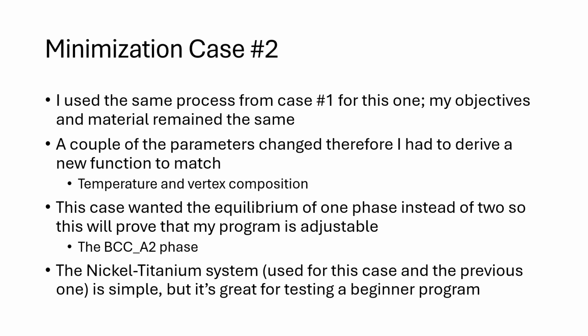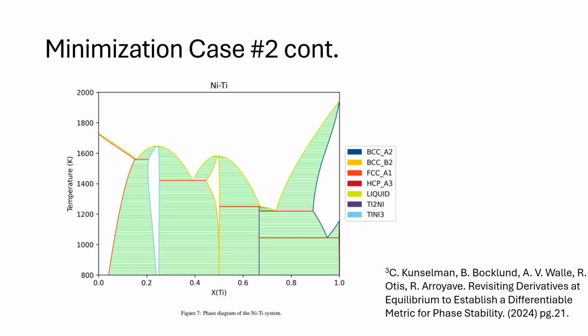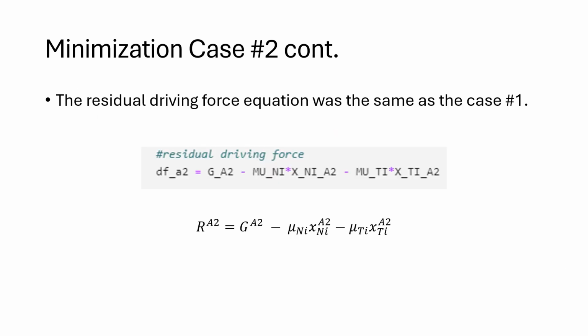like mine. I put this graph back up just to note that I'm no longer looking for the B2 or liquid, but I'm looking for the BCC A2. And the temperature given to me for this one was 1200 Kelvin. And if you track along, you can see that the BCC A2 phase is there at that time. This is showing just the code that I put just to note the residual driving force for this case and my derivation from it.